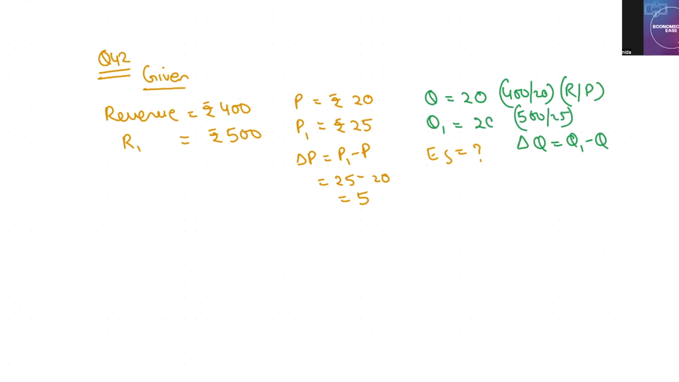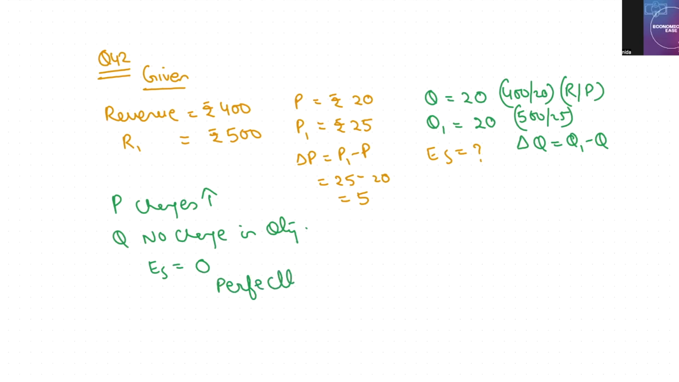Now here what we can say: when price changes or price goes up, but there is no change in quantity, then what happens here? It means elasticity of supply is zero, or perfectly inelastic. We don't even need to calculate this, with the help of this you can easily find out.